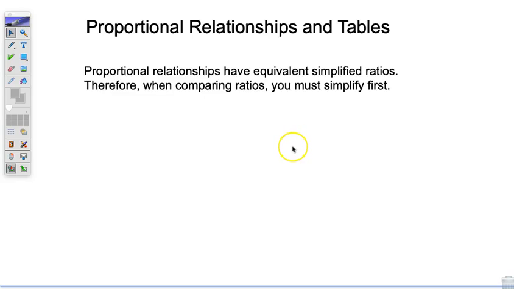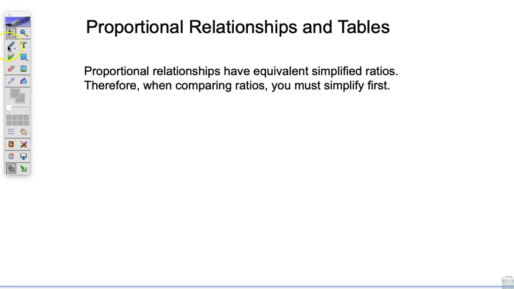Today's lesson is on proportional relationships and tables. Proportional relationships have equivalent simplified ratios. Therefore, when comparing ratios, you must simplify first. This is very similar to reducing or simplifying fractions.